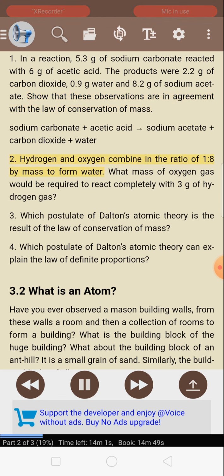2. Hydrogen and oxygen combine in the ratio of 1:8 by mass to form water. What mass of oxygen gas would be required to react completely with 3 grams of hydrogen gas? 3. Which postulate of Dalton's atomic theory is the result of the law of conservation of mass? 4. Which postulate of Dalton's atomic theory can explain the law of definite proportions?